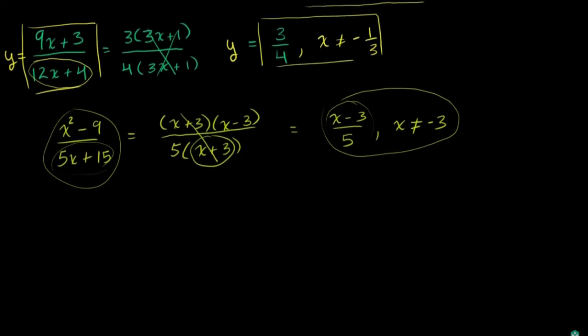Let's do a couple more of these. And I'll do these in pink. Let's say that I had (x squared plus 6x plus 8) over (x squared plus 4x). Or actually, even better, let me do this a little bit differently.